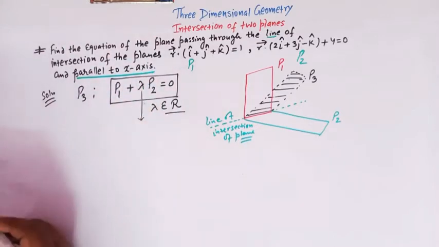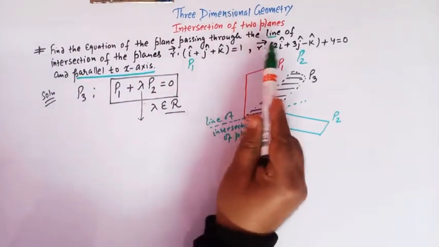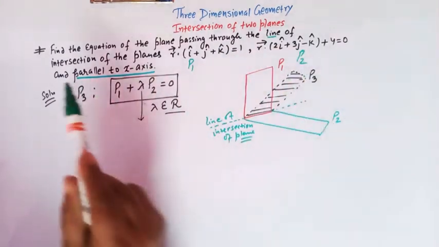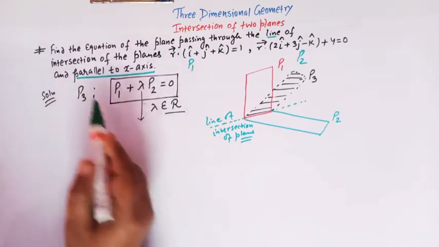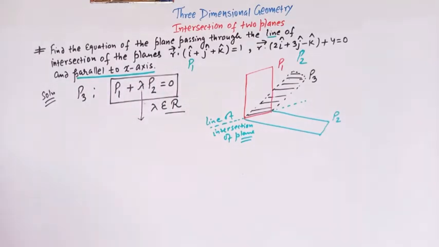Parallel to the x-axis. So we have to find the equation of the plane passing through the line of intersection of P1 and P2 and parallel to the x-axis. So this condition will be used to find out the value of lambda. So let us now calculate the value of lambda.